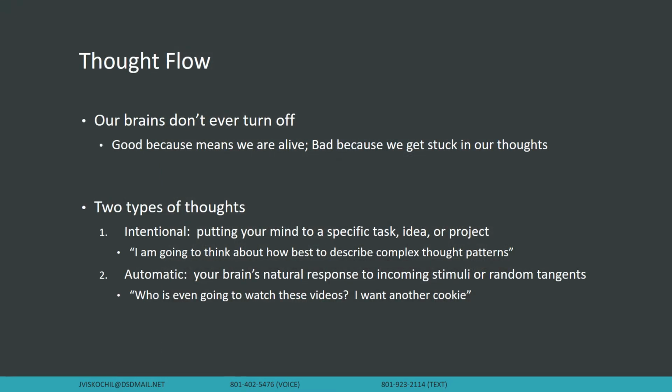Next, we're going to talk about thought flow. Our brains never turn off, and this is really good, because if our brains turned off, that would mean we weren't alive anymore. The downside to our brains never turning off is that we can get stuck in our thoughts really easily. This goes back to that hamster wheel, where we're just paralyzed by these same thoughts that repeat over and over and over again.